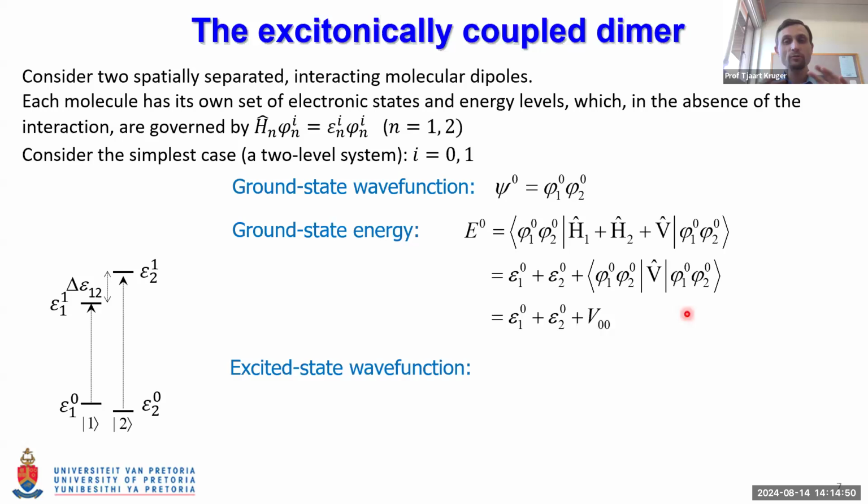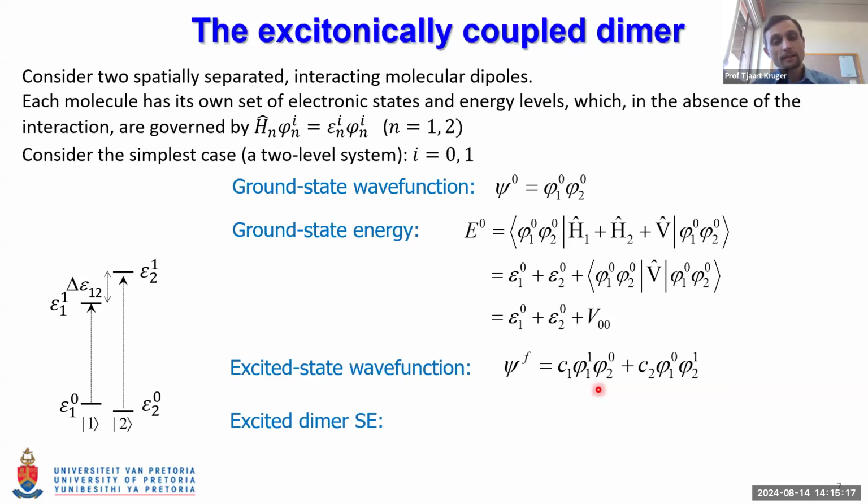Okay, let's now consider the excited state wave function. So because we are considering joint states, there are two options. In the first case, molecule 1 is excited and molecule 2 is in the ground state. In the second option, molecule 1 is in the ground state, and molecule 2 is excited. Okay, and we have to consider a linear combination between these two possible states. Right, the associated excited dimer Schrödinger equation is then given by this. So this excited state wave function must be a stationary solution of this Schrödinger equation with corresponding eigenenergies.